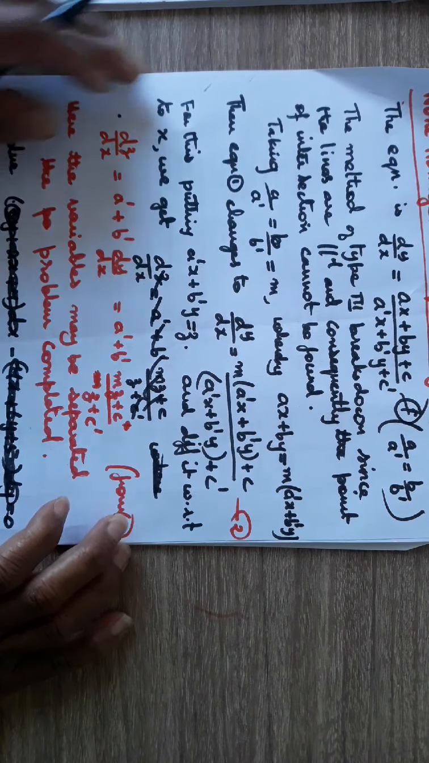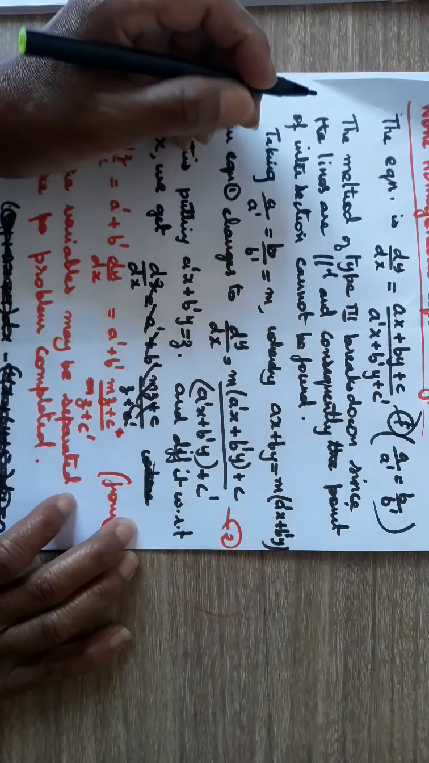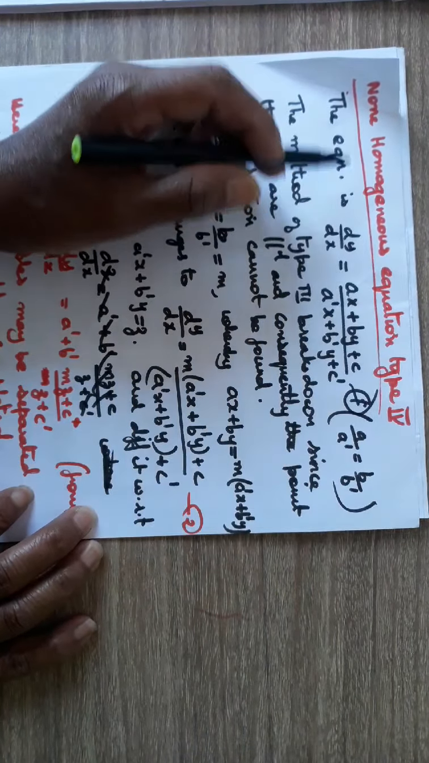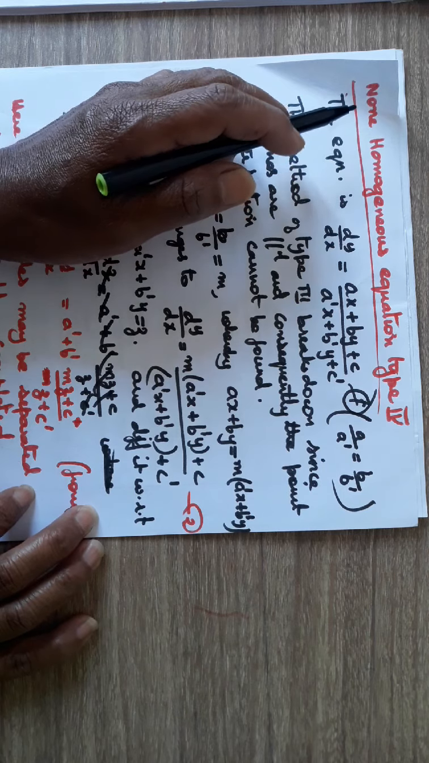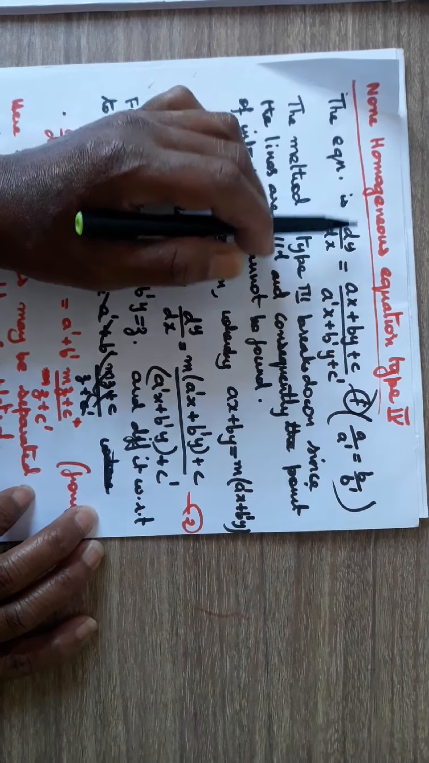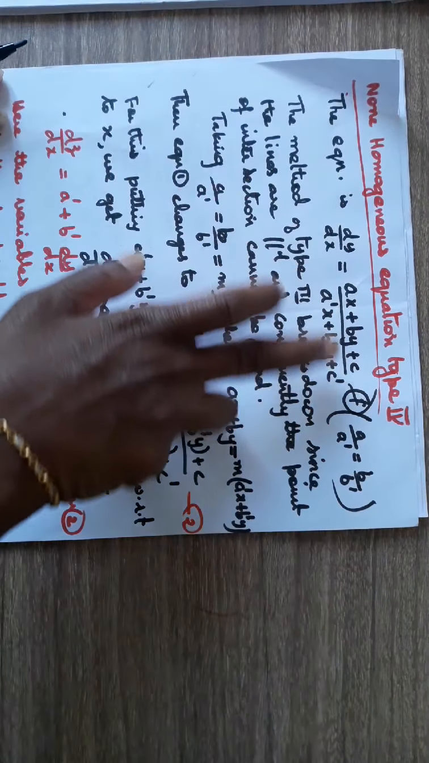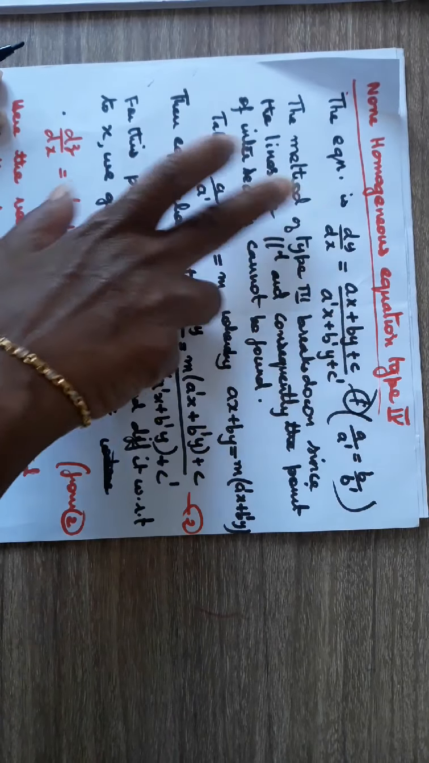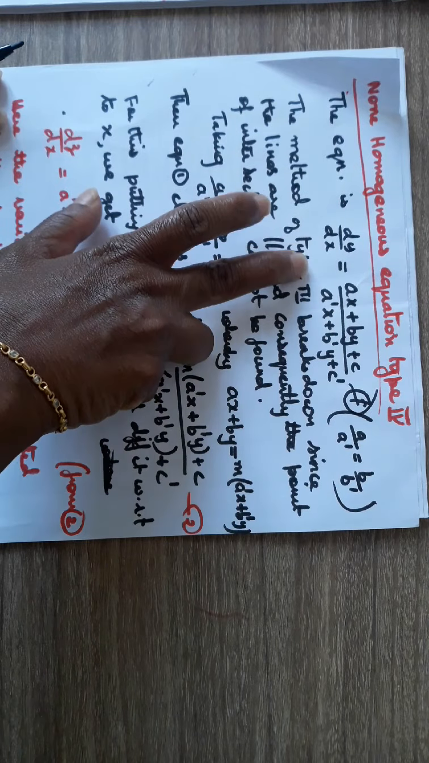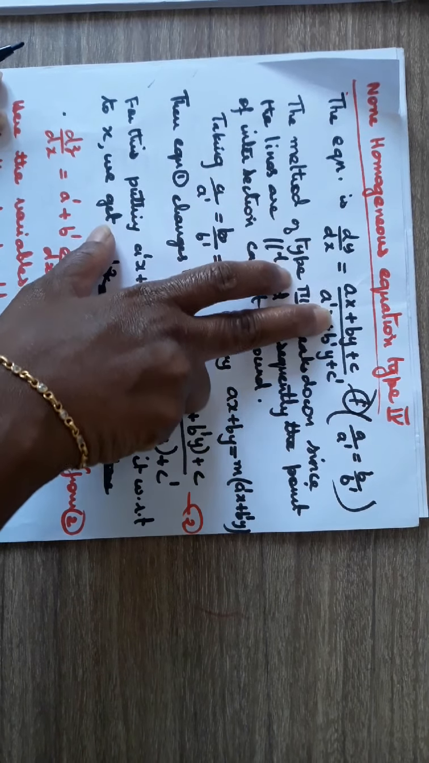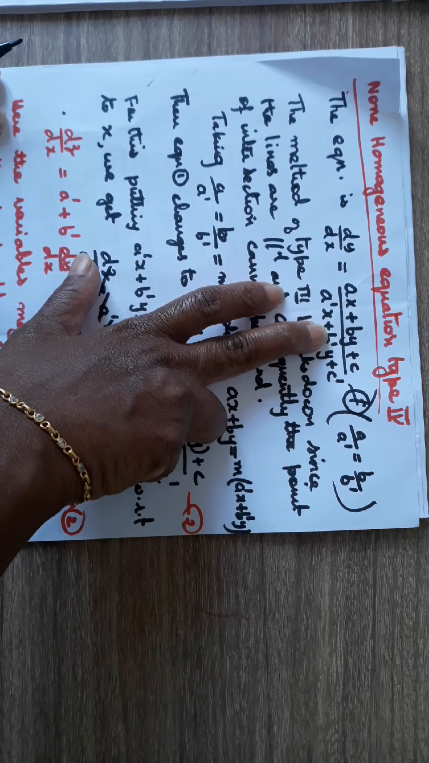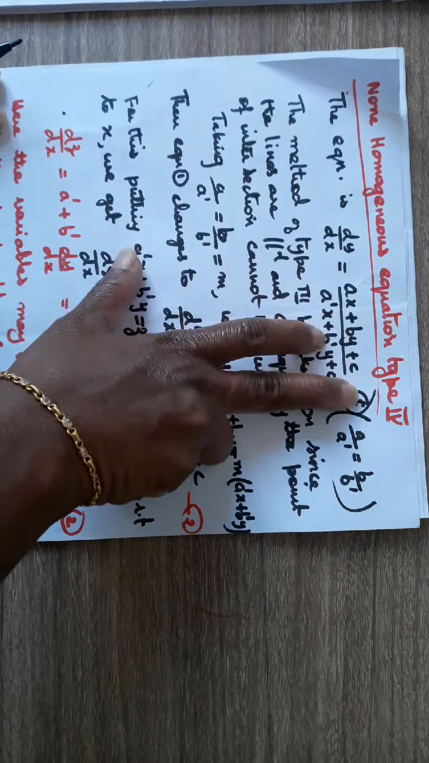Good morning, students. Now we come to type 4 of non-homogeneous equation. So far I have discussed with you type 3, an equation which is reducible to homogeneous. But this type 4 is different from type 3, and the method of type 3 does not apply; we cannot apply that method to this type of equation.